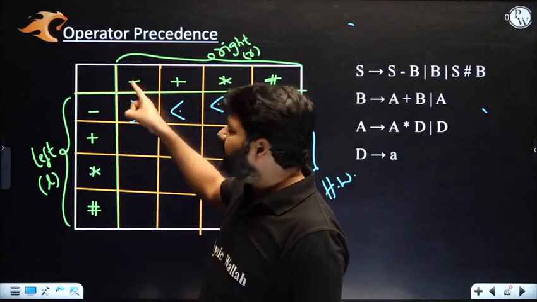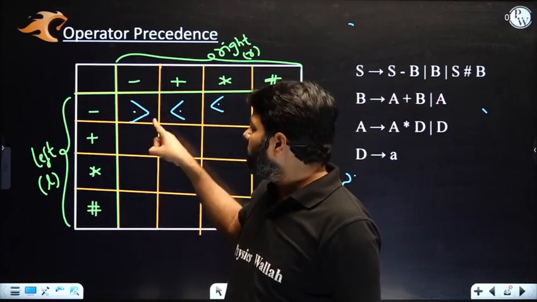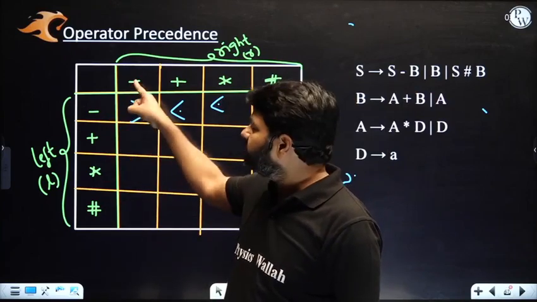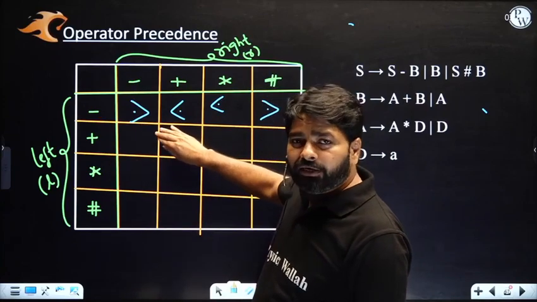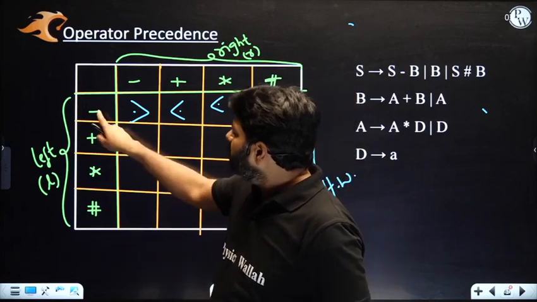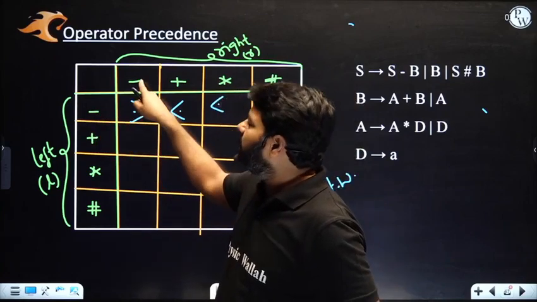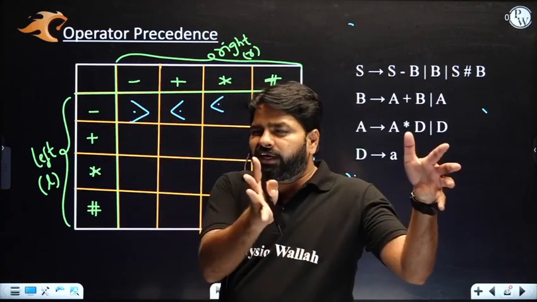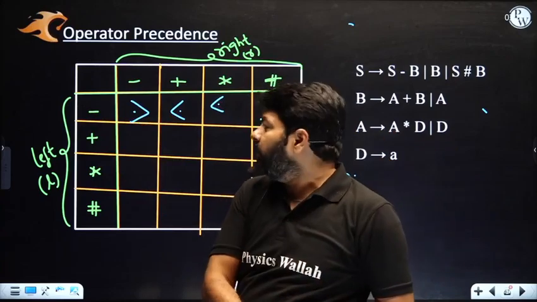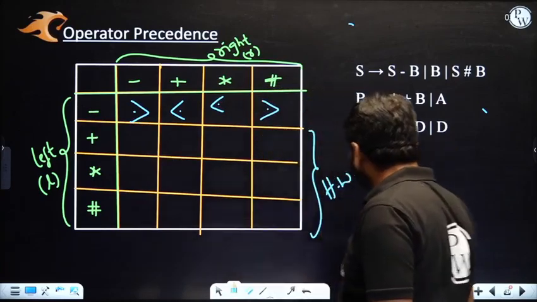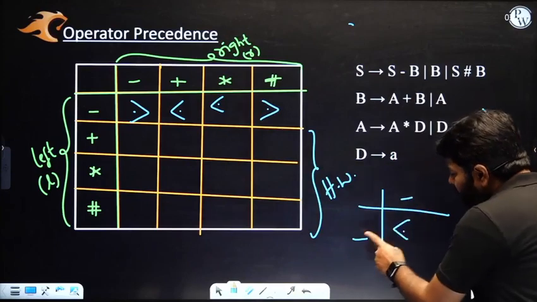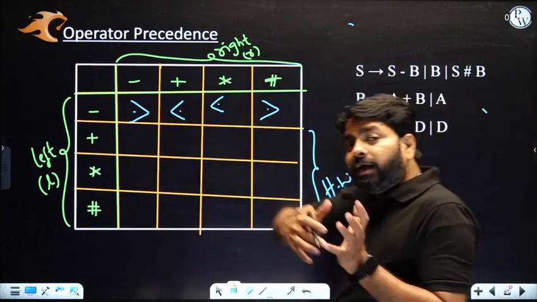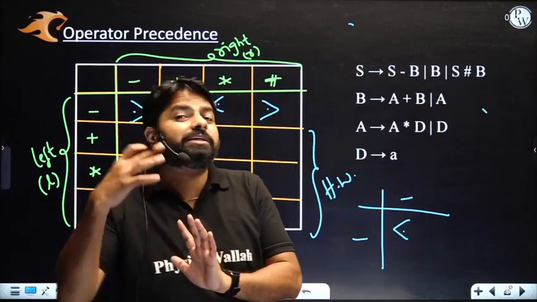See, minus, minus is going to give you associativity, because minus, minus has the same precedence. Plus, plus also gives associativity. But how to find it? See, if left minus is greater than right minus, it means the left side is more, which means left associativity. In case left minus is less than right minus, that means the right operator has more precedence. That means right associativity.